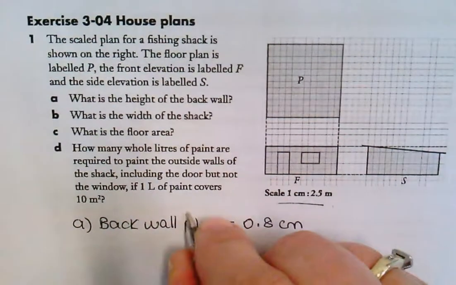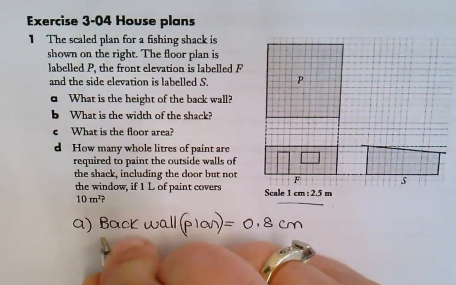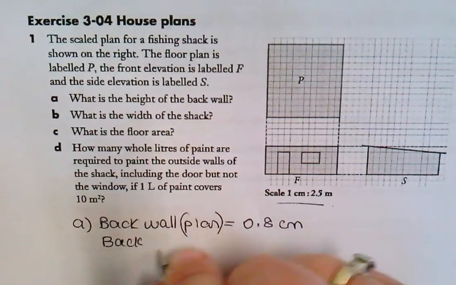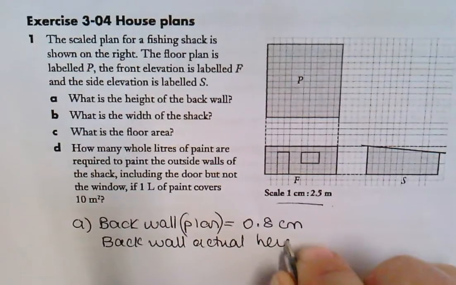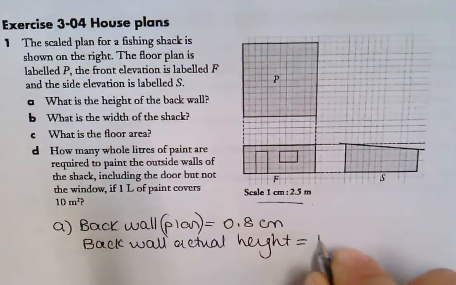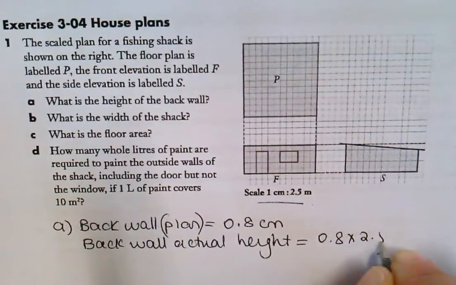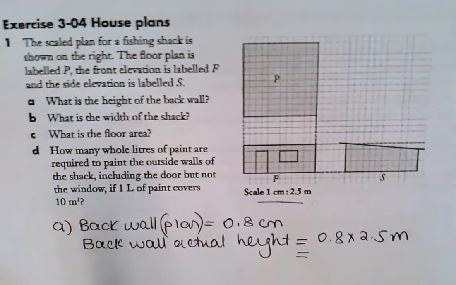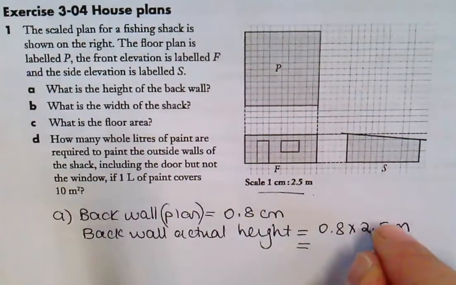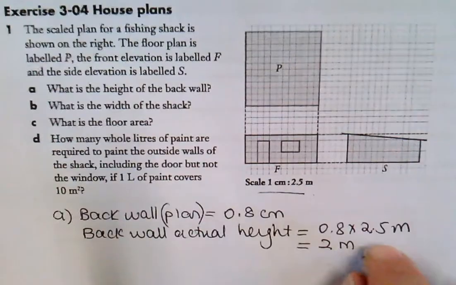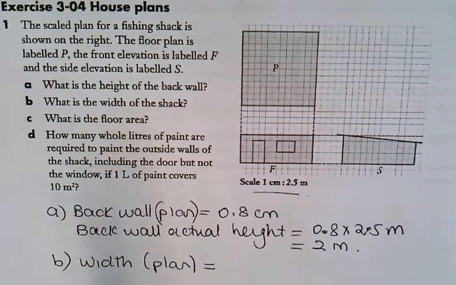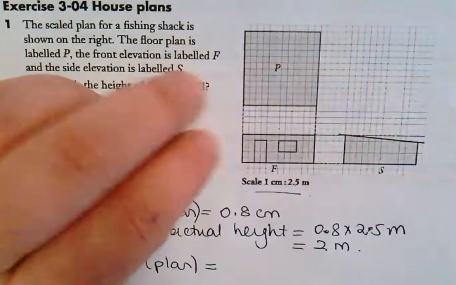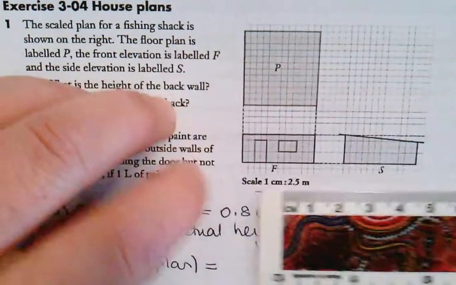So back wall on the plan is 0.8 centimetres. So the back wall actual height, we just times it by 2.5. But our answer will be in metres. And what do we get? 0.8 times 2.5. Isn't that 2 metres? Yeah. You could see the width 2 places. You could either see it here on the plan, or you could see it here.